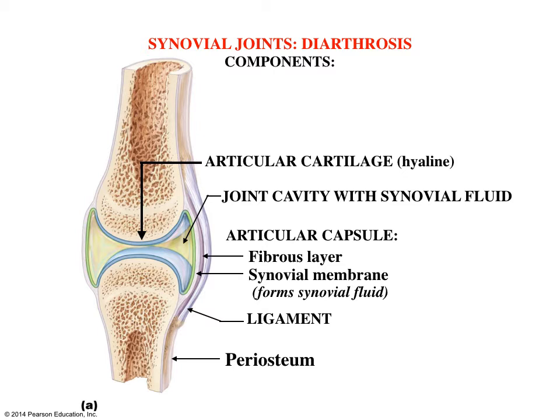The articular capsule has two parts. The outer component is the fibrous layer, which is continuous with the periosteum. Deep to the fibrous layer is the synovial membrane, which forms the egg-white-like synovial fluid. Ligaments further strengthen these synovial joints.